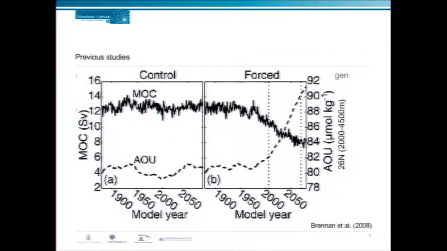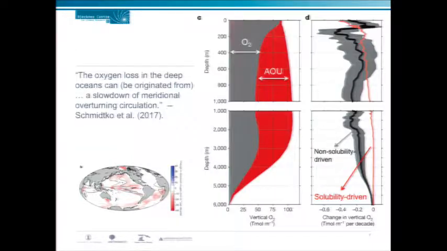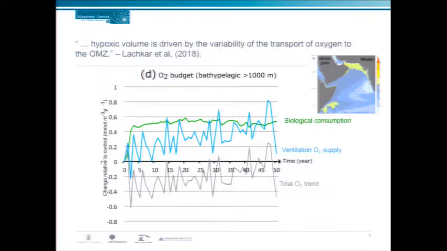And in fact, this is not new. More than 10 years ago, Brennan et al. showed the strong relationship between meridional overturning circulation and AOU in the Atlantic. And Andreas mentioned this, that once you go below the upper ocean, into the interior, most of the variability or the long-term trend in oxygen is driven by non-solubility effects, which is the circulation. Looking regionally, Hallaker et al. also looked into the Indian Ocean. They see that the variability in the oxygen trend is largely contributed by ventilation or circulation variability.